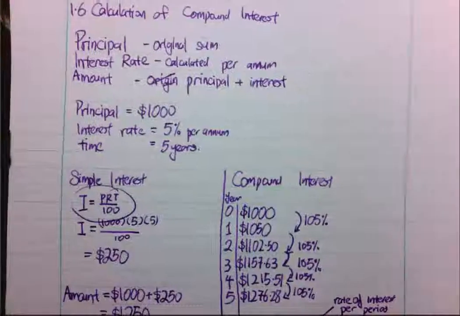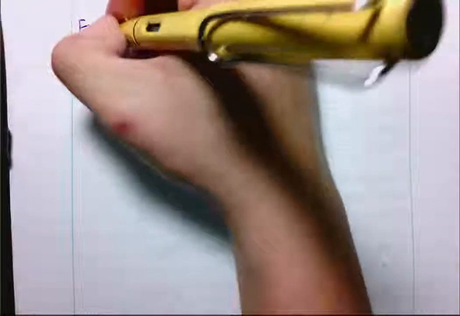Now I give you a few examples from exercise 1.6 on the calculation of compound interest. Let's give you question 4 and question 8 as examples. So let me write that down. Exercise 1.6, question 4.